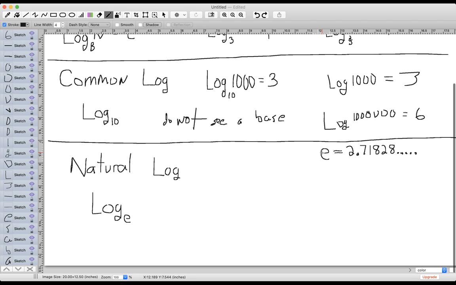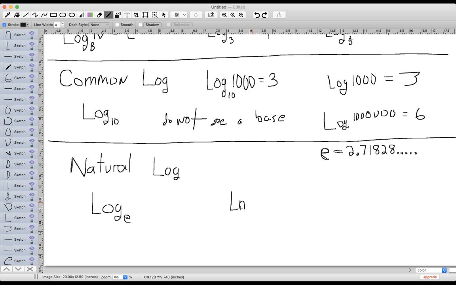Now, e is a number. It's like pi in the sense of it's an irrational number. It starts out at 2.71828, and it keeps going. It goes on forever, and it's almost, not quite, 3, 2.7 something. Okay, so try to get familiar that e is a number. It's just a number. It's not a variable. Well, we use e so often, what they'll do is they'll just write it as ln, which means the natural log.